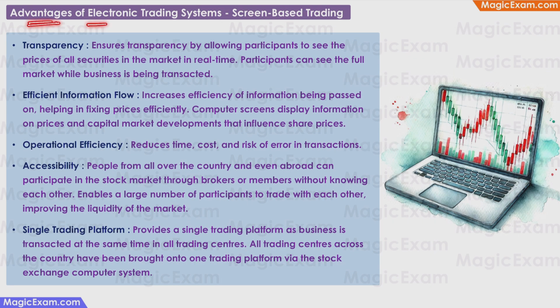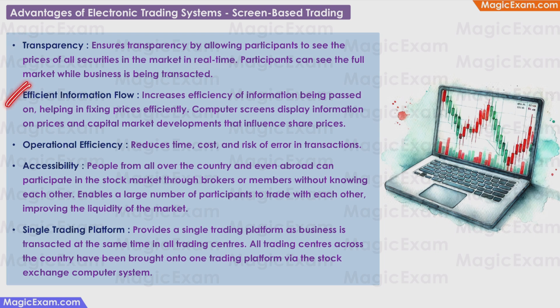What are the advantages of electronic trading systems or screen-based trading? The first one is transparency. Stock exchanges ensure complete transparency by allowing everyone to see the prices of all securities in real time. So whether you are a buyer or a seller, you can see what is happening in the market, even as trades are being made. This openness, this transparency, helps build trust and makes trading fair.